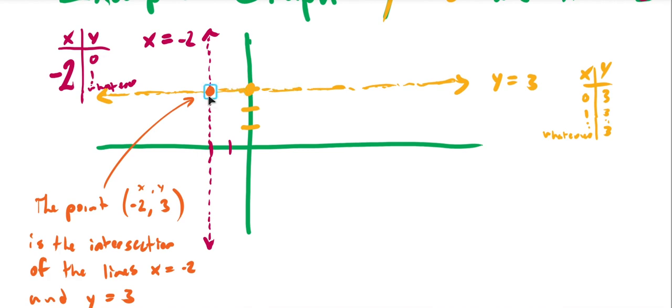So let's just keep that in the back of your mind for later, because soon enough we're going to be talking about the intersections of lines, and this is a nice simplest case of how to interpret what an intersection means. It's where both equations are true at the same point.